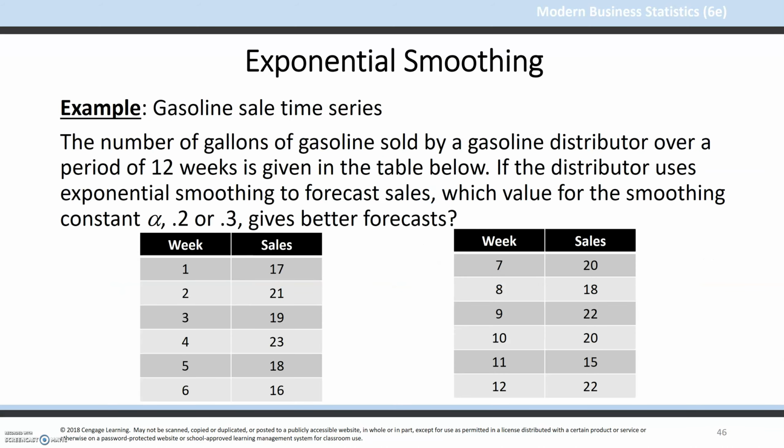So we are still using the same 12 weeks of gasoline sales that we have from the very beginning of this chapter. And what they want us to do is compare using an alpha of 0.2 and using an alpha of 0.3 and see which one gives us the more accurate forecast. When we're doing exponential smoothing, we're not going to do all the different mean square, percentage, and all that. When we do exponential smoothing, all we're going to solve for is MSE. So it saves us a little bit of calculations there.